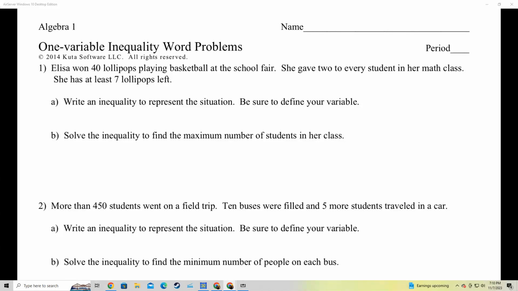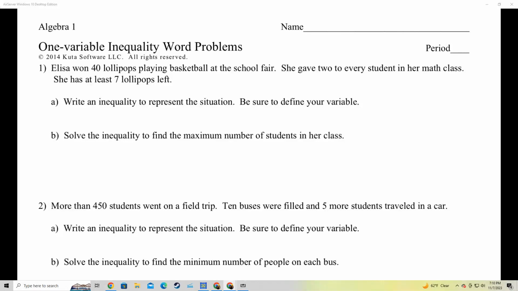So it says Elisa won 40 lollipops playing basketball at the school fair. She gave two to every student in her math class. She has at least seven lollipops left. Write an inequality to represent the situation. Be sure to define your variable. Now, when they say define our variable, we're going to try to define what our x represents.